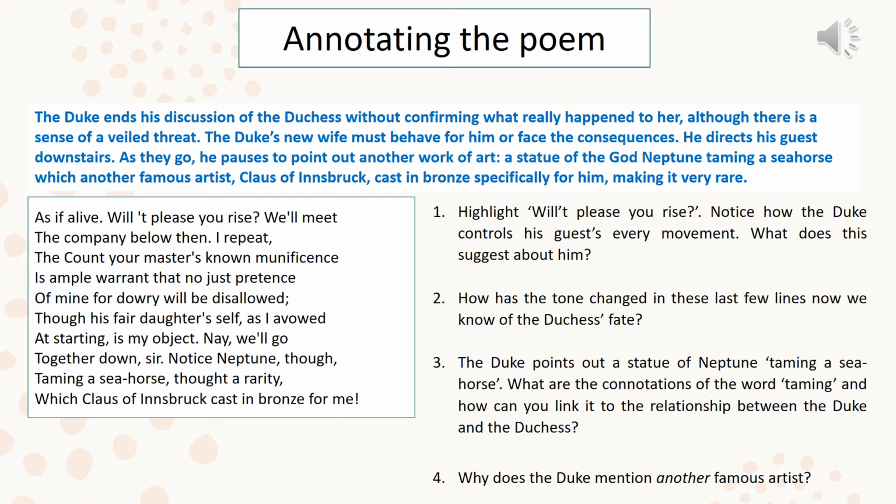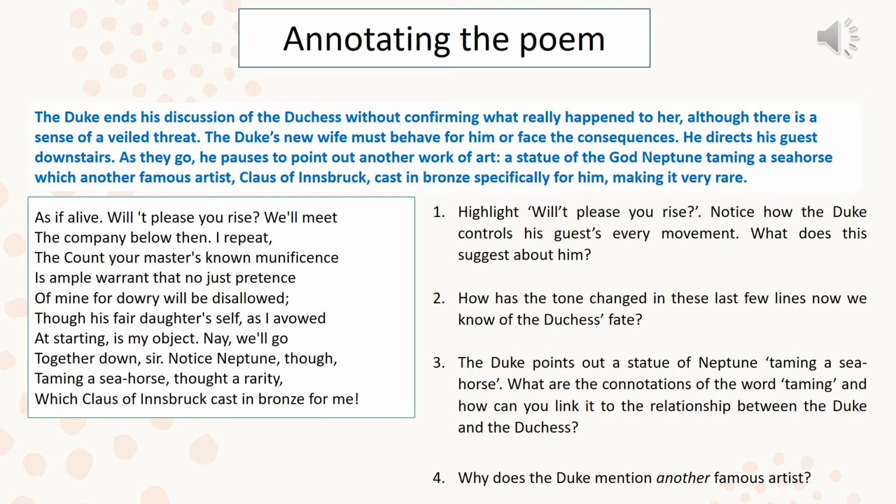Okay, and the Duke points out a statue of Neptune taming a seahorse. What are the connotations of the word taming? So if you tame something, what do you do? And how can you link it to the relationship between the Duke and the Duchess? So was she too out of control for him, and that's why he killed her? Okay, so how can you link the Neptune taming the seahorse?